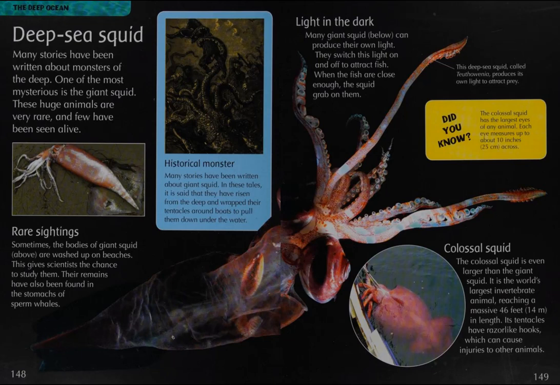Colossal squid. The colossal squid is even larger than the giant squid. It is the world's largest invertebrate animal, reaching a massive 46 feet, 14 meters, in length. Its tentacles have razor-like hooks, which can cause injuries to other animals. Did you know? The colossal squid has the largest eyes of any animal. Each eye measures up to about 10 inches, 25 centimeters, across.